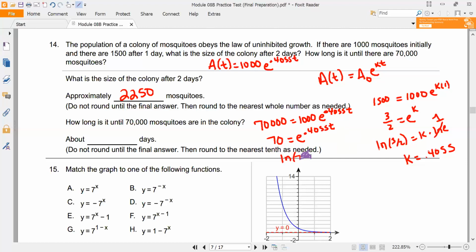We take the natural log of it. On the other side, that just leaves us with the exponent because you have that natural log of e once you've pulled the power to the front. So we're just dividing this. So natural log of 70 divided by 0.4055. That is 10.5 days. So it's only going to take 10.5 days to have 70,000 mosquitoes.